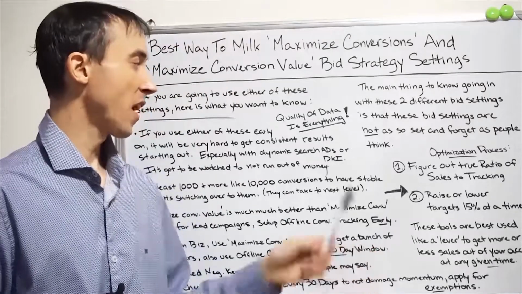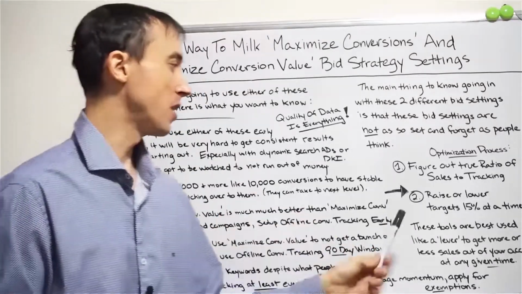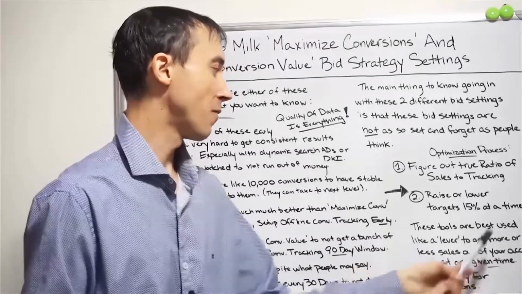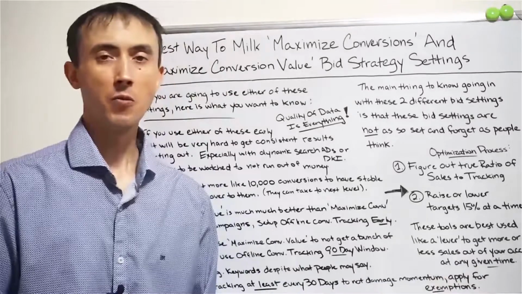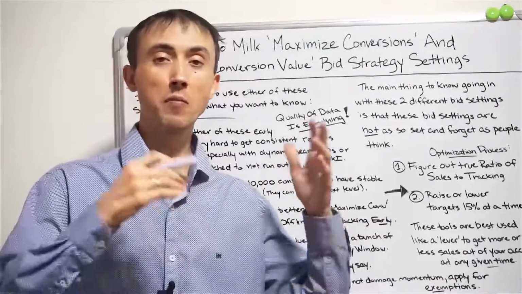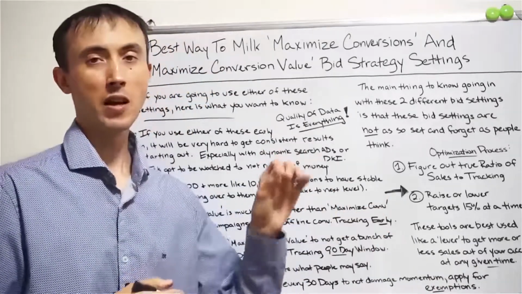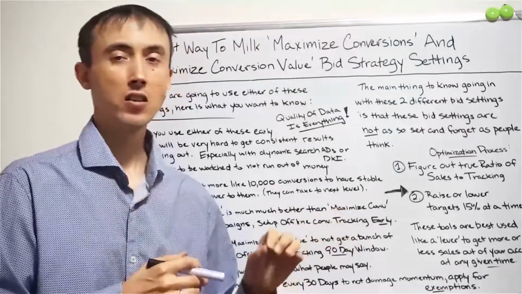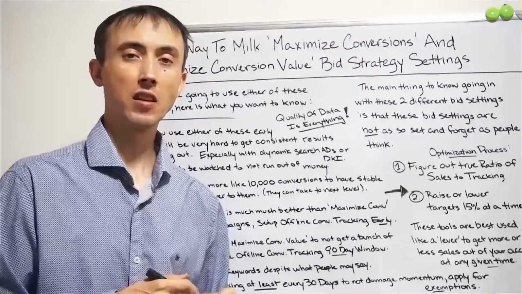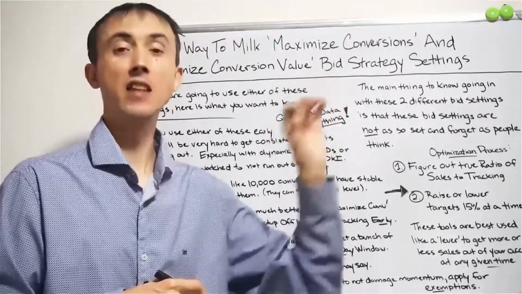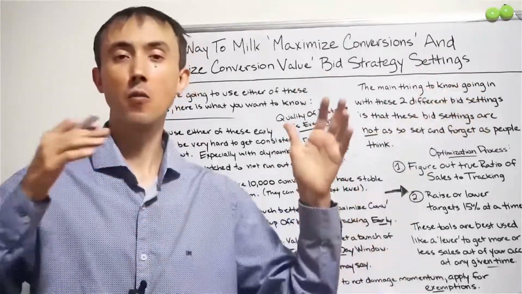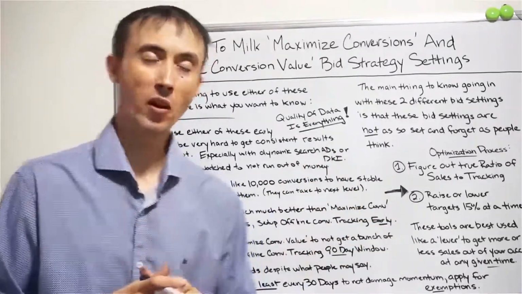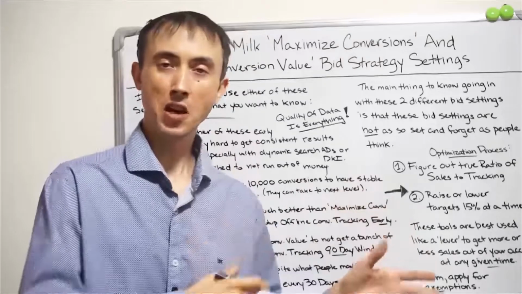So with that said, these tools are best used like a lever to get you more or less sales out of your account at any given time. If you want more sales, it's going amazingly well, you take your target ROAS setting and you lower it. If you aren't getting what you want yet, you can raise that target ROAS setting and get a higher ROI, higher profit margin from each sale than what you had before. And this is where knowing your numbers comes in.